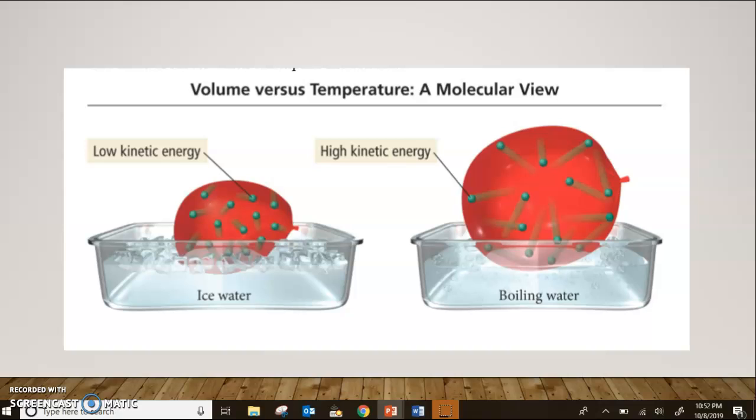And then here again, we're looking at volume versus temperature as a molecular view. Notice that I've got high kinetic energy here. You can see that as the particles are moving, it's trying to illustrate that in the image here, as opposed to when I cool it, the energy of my particles slows down, and so my volume becomes smaller. It shrinks my balloon because I'm not able to push on the sides of the balloon as much as I did with high kinetic energy.